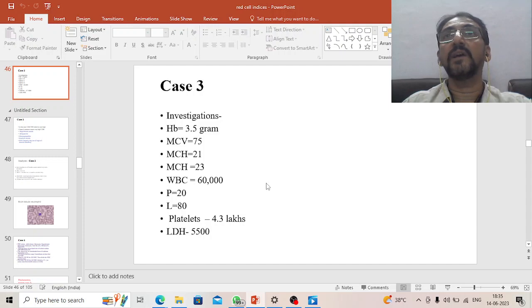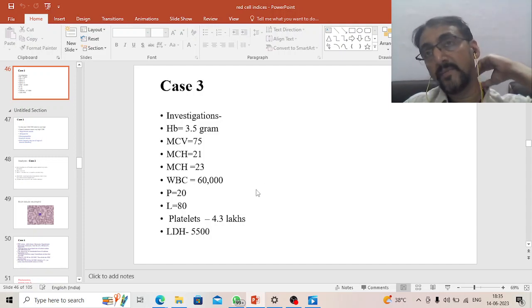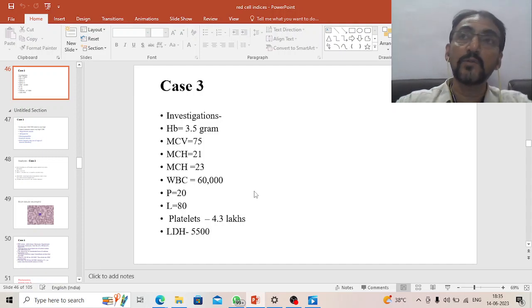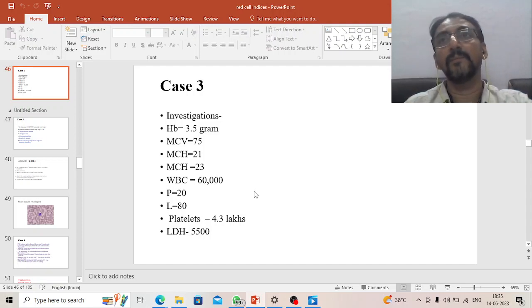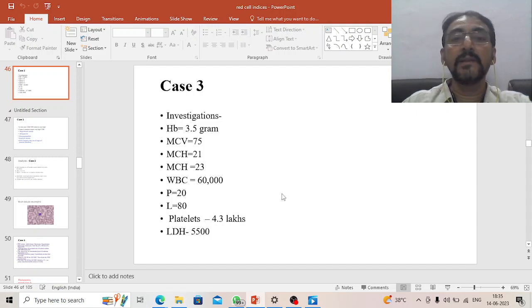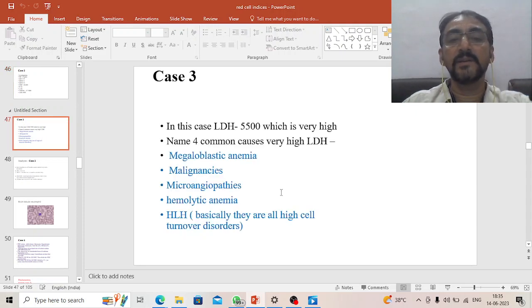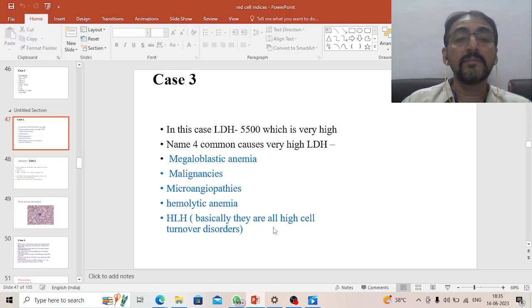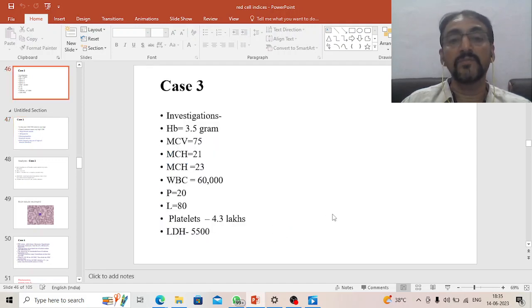The WBC of 60,000 that came, we know the cause. It is normoblasts containing the nucleus that have also been counted as WBC, therefore this report came, so the number went up. And LDH goes up in many conditions, 5-6 conditions we have seen: megaloblastic anemia, malignancies, microangiopathies, hemolytic anemias, etc. If that particular condition is there, it will increase. But this WBC count totally confused us.